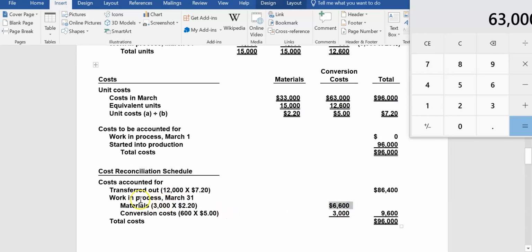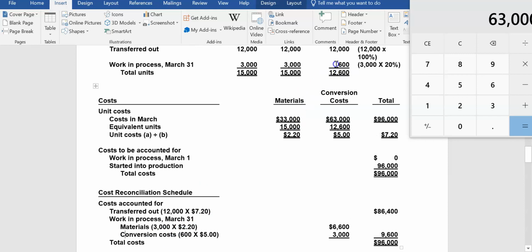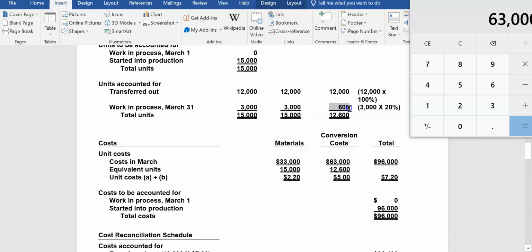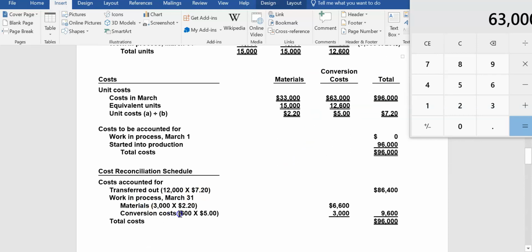$6,600 of material costs need to stay in work in process, associated with the units that were in process but not done. And for conversion, 600 equivalent units at a conversion cost per equivalent unit of $5, or $3,000 in conversion costs need to stay in work in process.